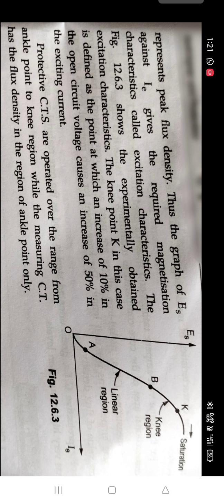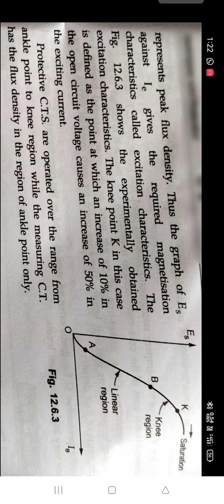ES is the corresponding open circuit voltage, and IE is the secondary exciting current measured. Now the graph of ES against IE gives the required magnetization characteristic called the excitation characteristic. This is called the excitation characteristic, and what we saw above was the saturation characteristic, the magnetization curve.